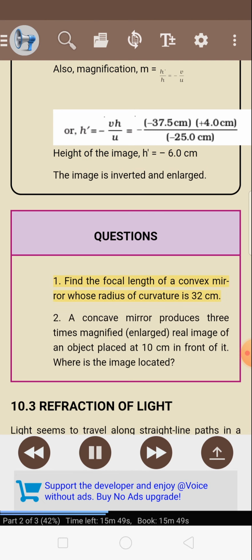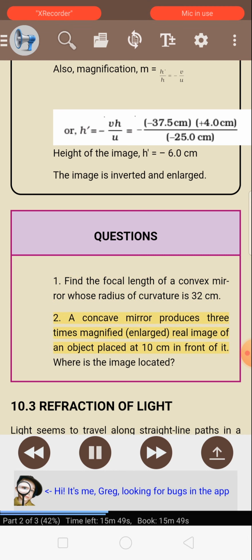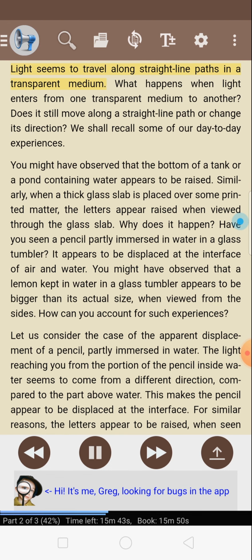Questions. 1. Find the focal length of a convex mirror whose radius of curvature is 32 centimeters. 2. A concave mirror produces 3 times magnified enlarged real image of an object placed at 10 centimeters in front of it. Where is the image located? 10.3 Refraction of light. Light seems to travel along straight line paths in a transparent medium.